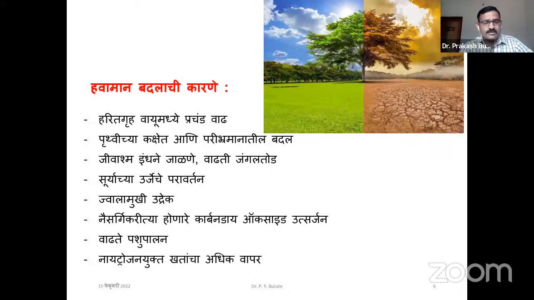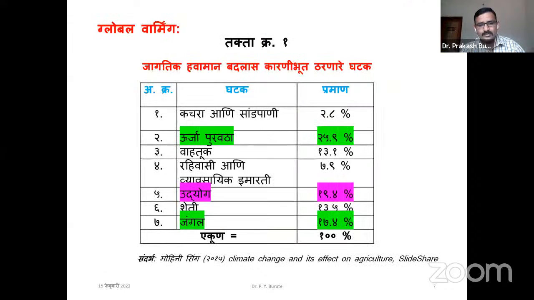आता हवामान बदलाची कारणे पाहत असताना आपणास दोन्ही बाजूंचा विचार करणं गरजेचं आहे. काही कारणे ही निसर्ग निर्मित आहेत, परंतु त्यापेक्षा जास्त मानव निर्मित कारणे ही हवामान बदलास मोठ्या प्रमाणात असलेली आपल्याला दिसून येत आहेत. यामध्ये प्रामुख्याने हरितगृह वायूमध्ये प्रचंड वाढ, पृथ्वीच्या कक्षेत आणि परिभ्रमणातील बदल, जीवाश्म इंधने जाळणे, वाढती जंगलतोड, सूर्याच्या ऊर्जेचे परावर्तन, ज्वालामुखीचा उद्रेक, नैसर्गिकरित्या होणारे कार्बन डायऑक्साईडचे उत्सर्जन, याबरोबरच इतरही अनेक घटक आहेत की या घटकांमुळे हवामान बदल होत असलेला आपल्याला दिसून येत आहे.